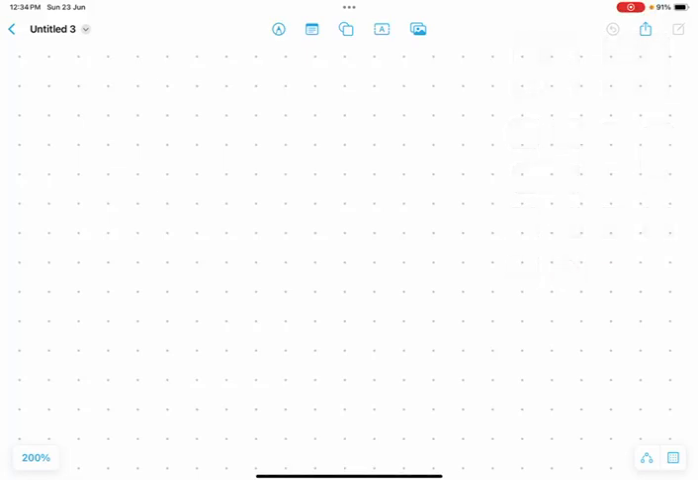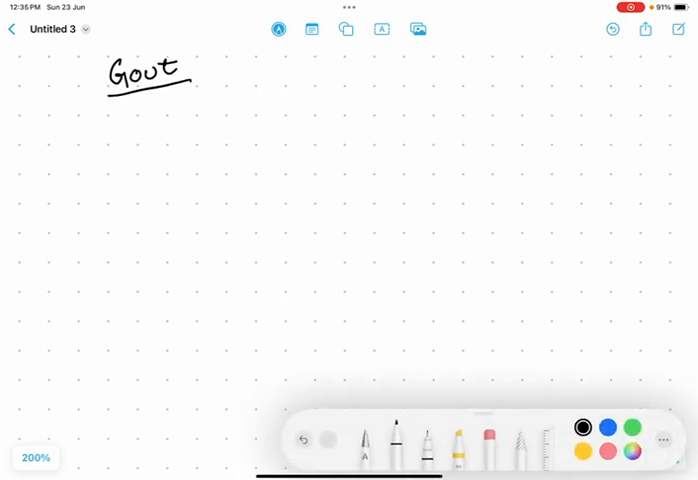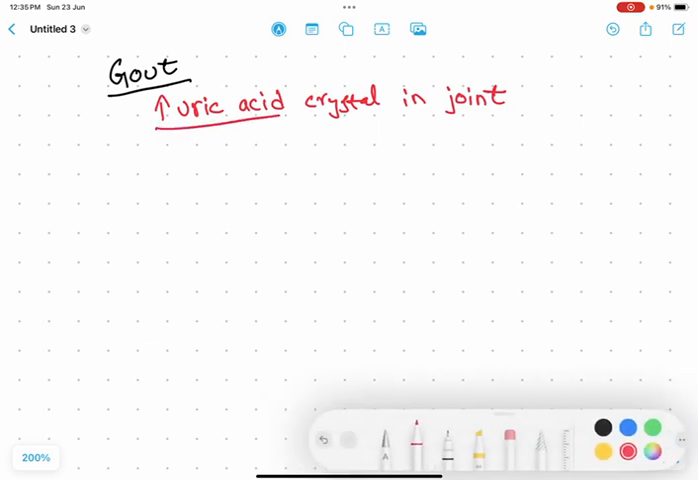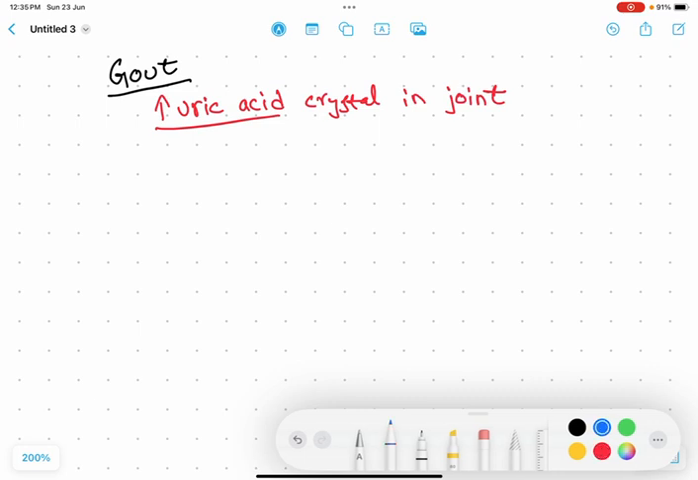We are going to discuss gout. So, what is gout? Gout is nothing but an increase in the uric acid level, an increase in uric acid crystals in joints. Simply, we call it gout. So, in this condition, there is an increase in uric acid. We are going to discuss the source of uric acid.